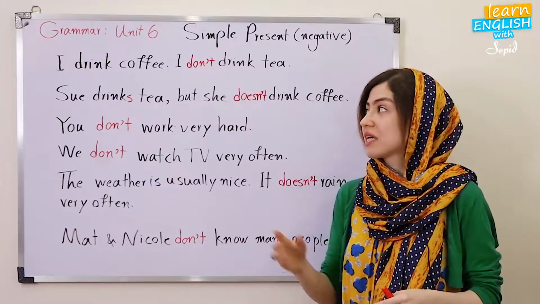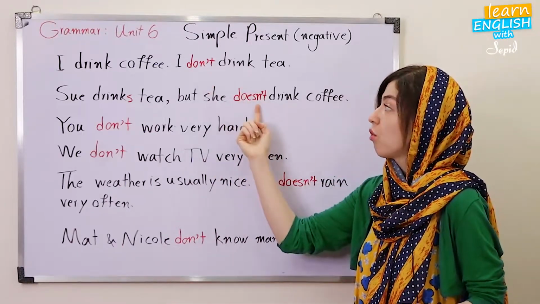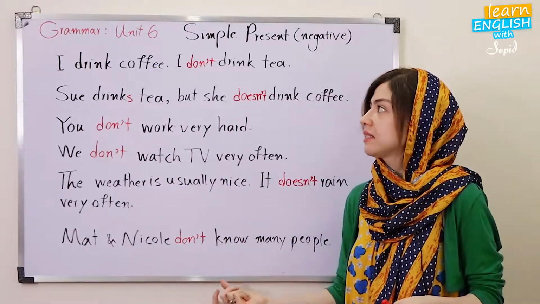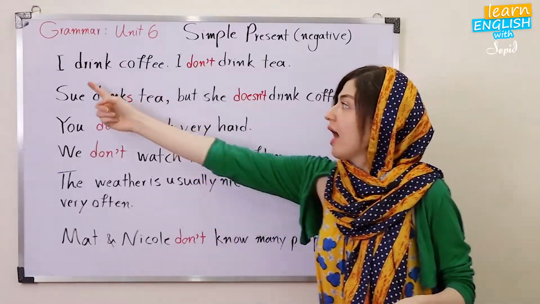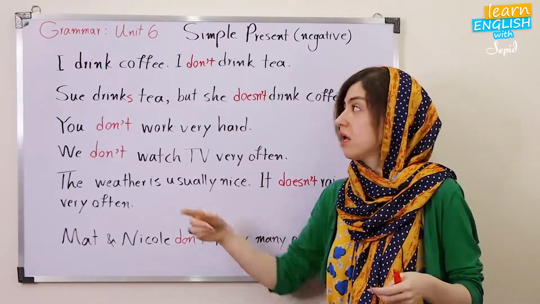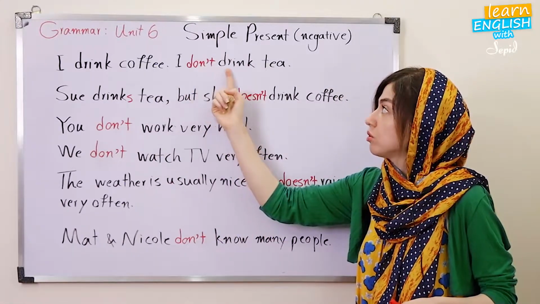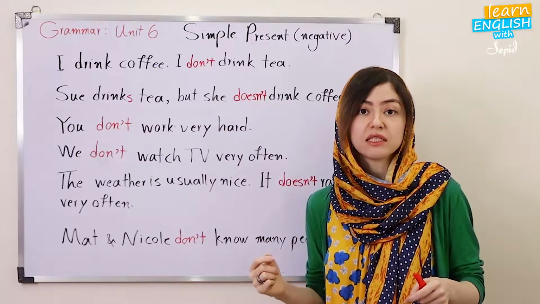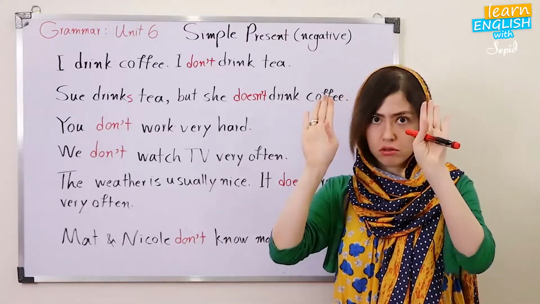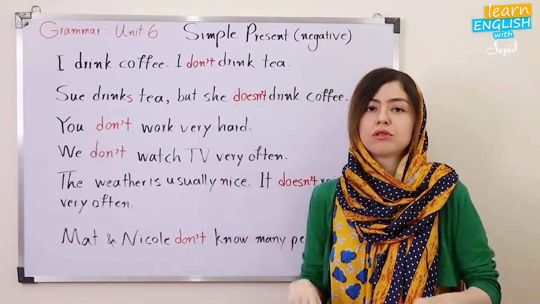Now, let's turn to your examples, okay? So you see some examples on the board, okay? They are in the negative form of simple present tense, okay? So let's go to the first example. I drink coffee. This is an affirmative sentence, okay? It means this is my habit, it's a general situation. I don't drink tea. So it means I don't like it, or it's not my habit. I drink coffee. I don't drink tea.